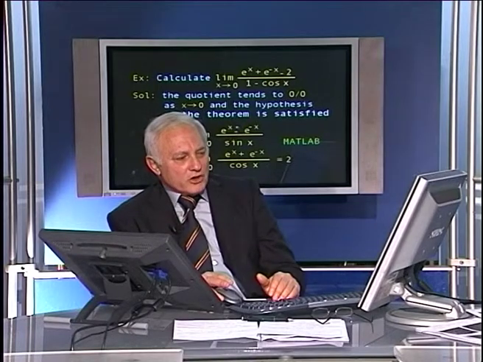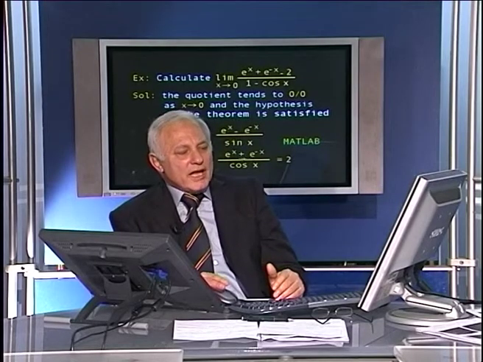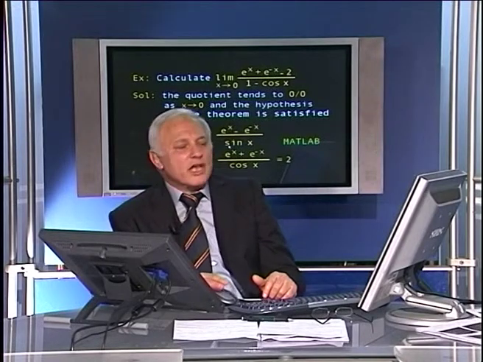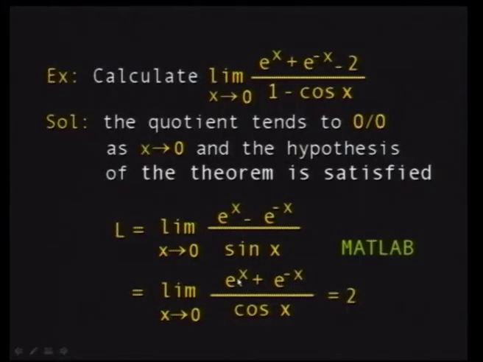The derivative of the numerator is e to the x minus e to the minus x divided by sine x. But again here, when you take the limit when x tends to 0, you get 0 over 0. Doesn't matter. You can repeat the differentiation and apply L'Hopital again, provided that both the numerator and the denominator are differentiable functions in any interval containing the deleted neighborhood of the point x equals 0, and that the denominator sin x does not vanish in this deleted neighborhood. Therefore you can apply your theorem and differentiate again, and when x tends to 0, this tends to 1 and this 2, so you get the limit equals 2.